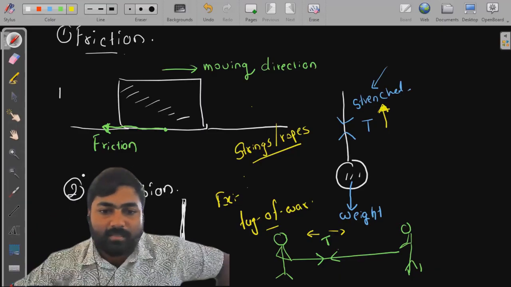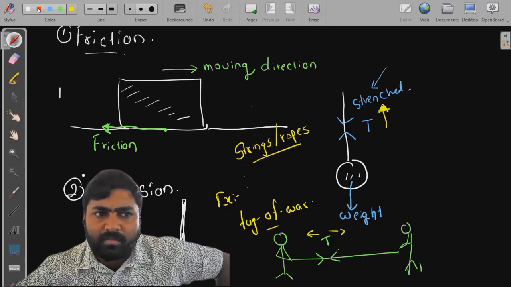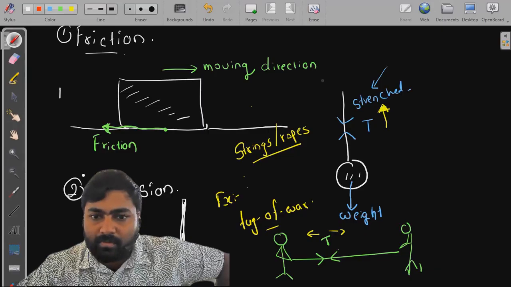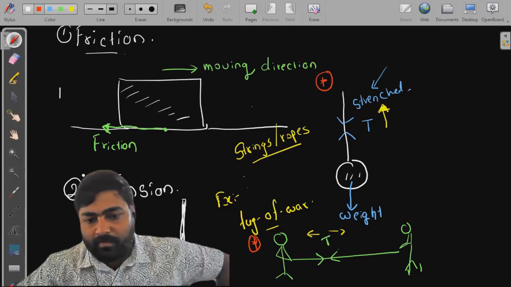Okay, then can you draw these two? Sir, the direction? Is it drawn? No, sir, I was asking you to draw these two pictures. Okay, okay. Draw that one.